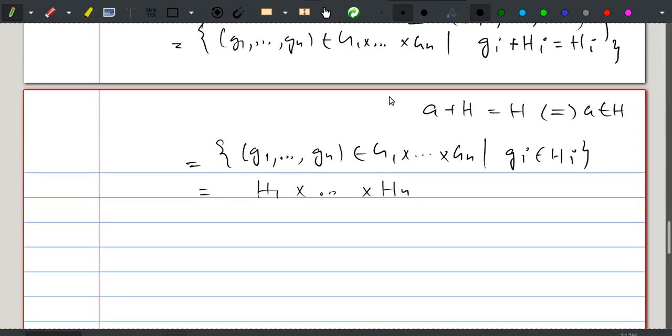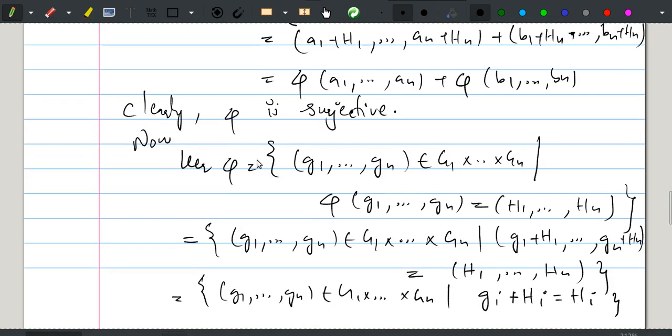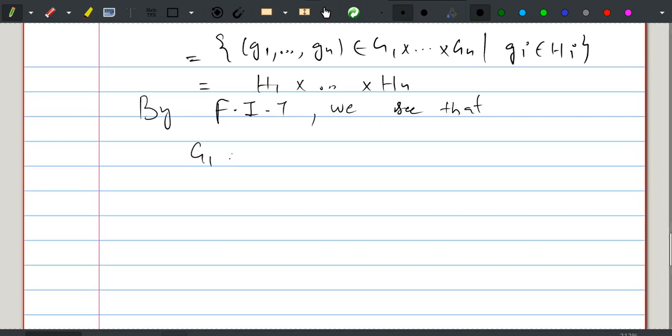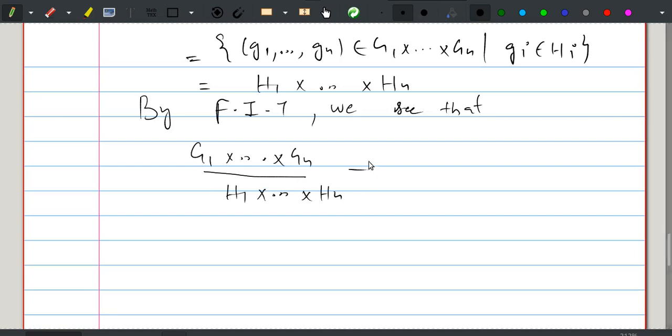So this map is not injective, but we have computed this kernel. So by invoking the first isomorphism theorem, we see that G1 cross so on cross Gn mod the kernel, which is H1 cross so on cross Hn, is isomorphic to G1 mod H1 cross so on cross Gn mod Hn. So we are done.